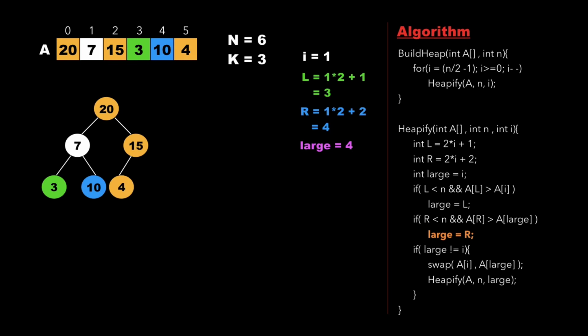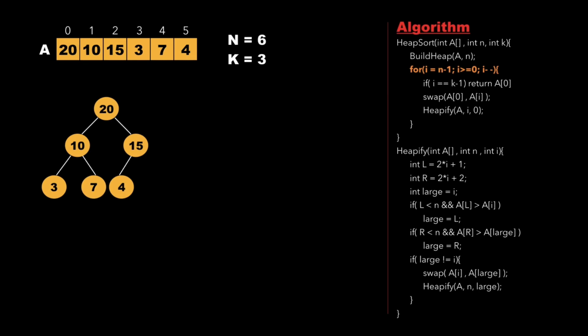And then check whether if large is not equal to I, that is 4 is not equal to 1, therefore we swap A of I with A of large, that is we swap 7 with 10. And after swapping we call the heapify function with the value of I as large. And finally we got a heap as 20, 10, 15, 3, 7, 4. So after calling the build heap function, we run a for loop in a heap sort function for I is equal to n minus 1 to 0.